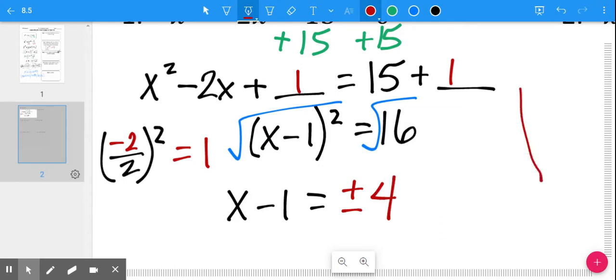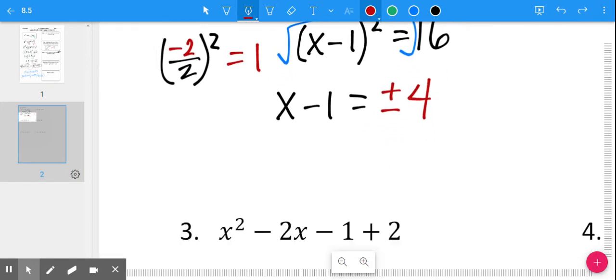So at this point, you can either break it down or you can write your answer and then break it down. I'm going to choose to write my answer, then break it down. So to get rid of that minus 1, I'm going to add 1 to both sides. So I have x equals 1 plus or minus 4.